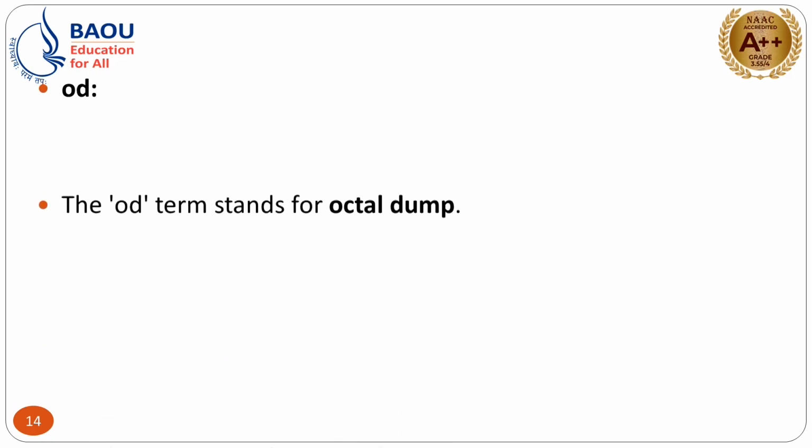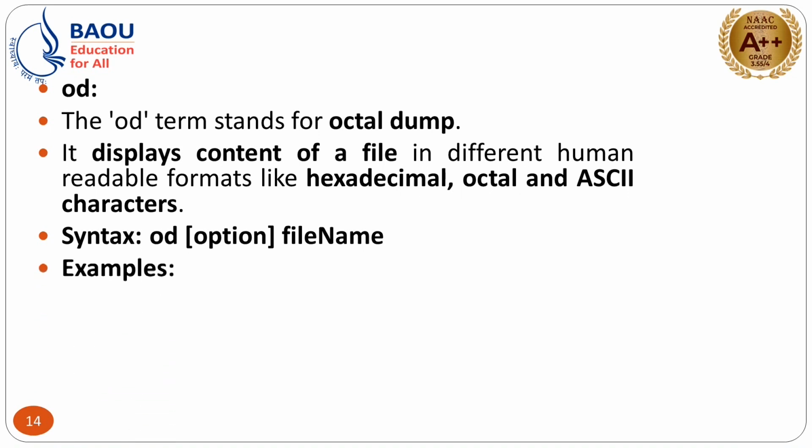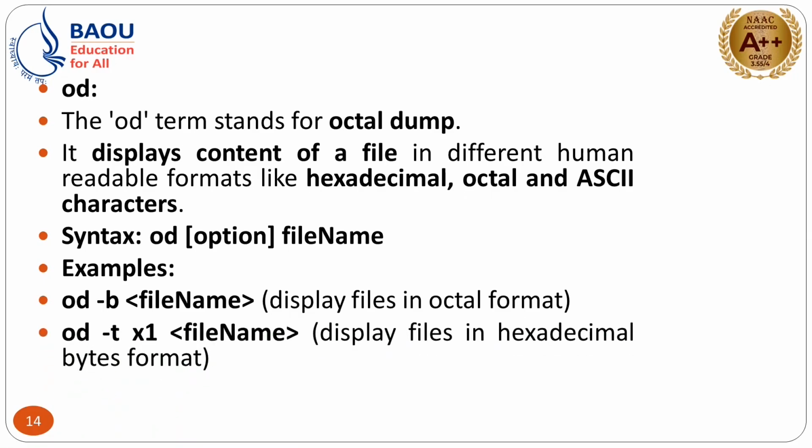Now another filter, that is od, that is octal dump. If you want to convert whatever contents are available in the file into a specific format, say for example ASCII format, hexadecimal format or octal format, in that case you use this od command. It is very simple. According to your requirement you can change the options.